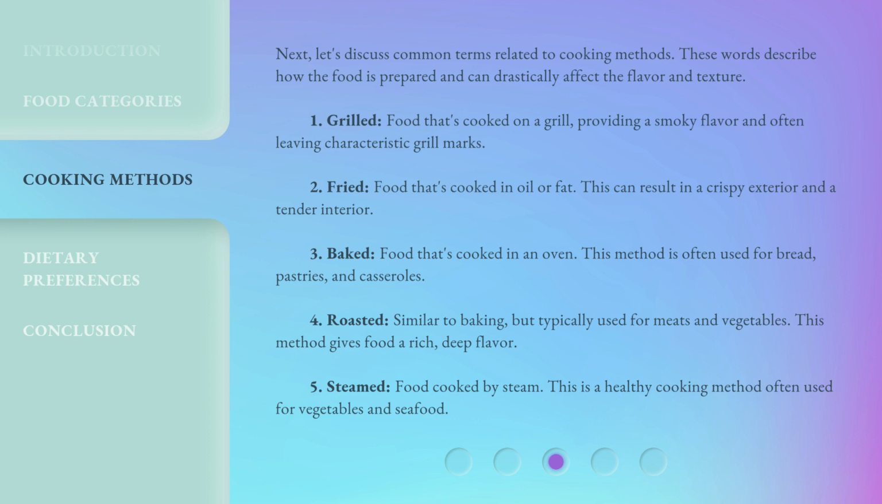4. Roasted. Similar to baking, but typically used for meats and vegetables. This method gives food a rich, deep flavor. 5. Steamed. Food cooked by steam. This is a healthy cooking method often used for vegetables and seafood.